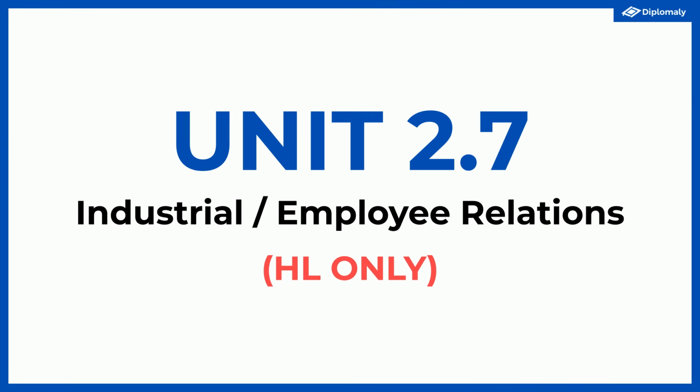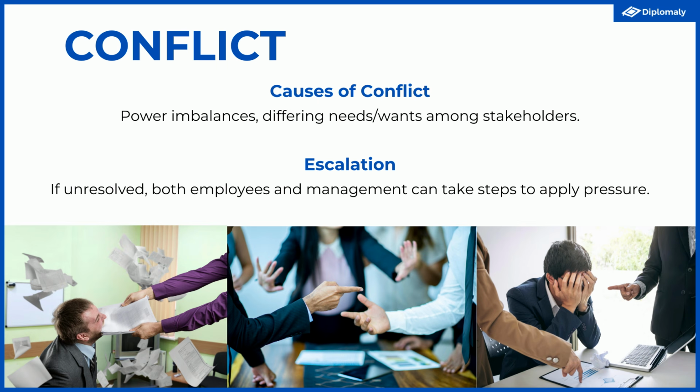Unit 2.7 is an HL-only topic, so SL students, you can skip to the next section. This topic focuses on the sources of conflict in the workplace and how they can be resolved. Conflict can occur for any number of reasons in a firm, including power imbalances and differing needs and wants among stakeholders. If conflict between management and employees is not quickly solved, both sides can take steps to escalate this conflict to put pressure on the other side.